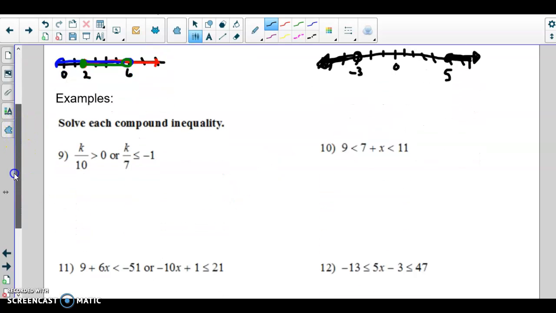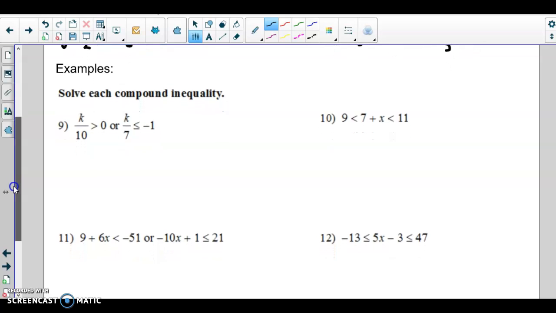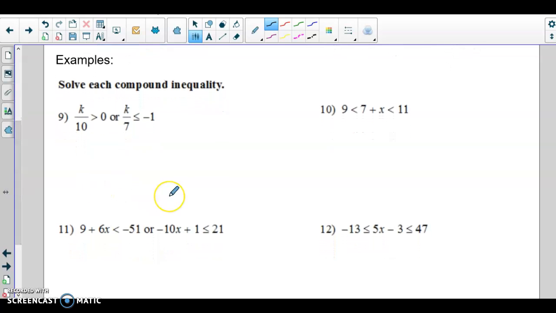So let me do one of each type. And then again, I'll let you try two on your own and pause the video. I'll do 9 and 10, and you can try 11 and 12.